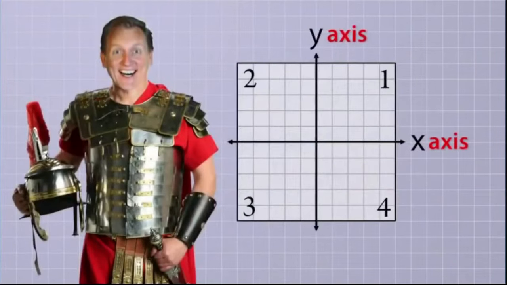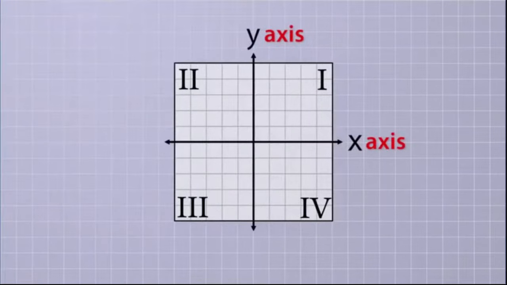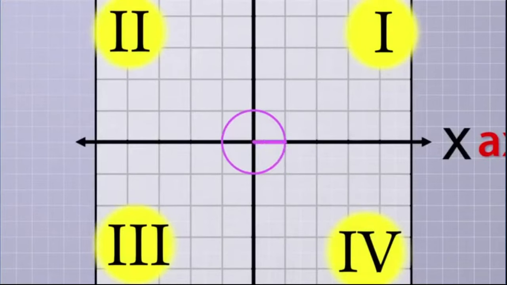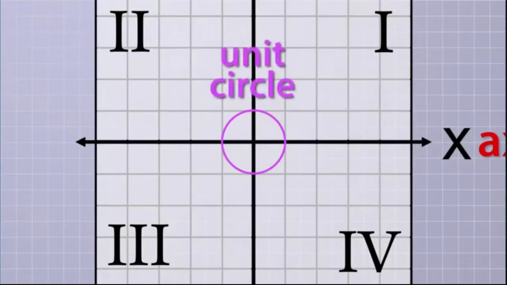Roman numerals are usually used to label the 4 quadrants, and they're in that order because that's the order you would encounter the quadrants if you started with a line segment from the origin to the coordinate 1, 0, and then rotated that line counterclockwise around the origin. Doing this sweeps out a shape called a unit circle, which is divided into 4 quadrants, just like the coordinate plane.